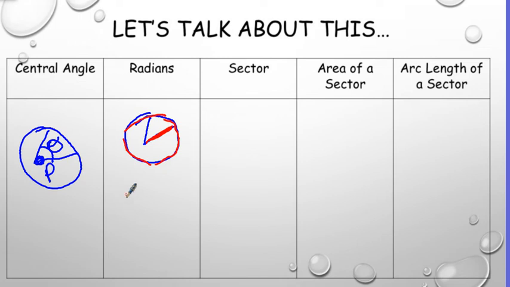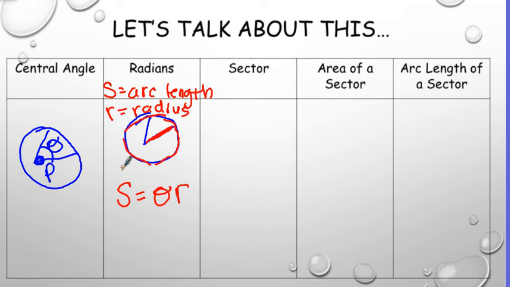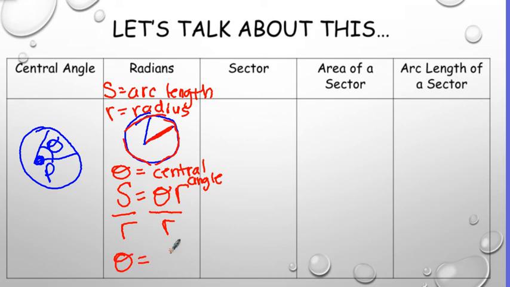So to get that, the arc length S equals the central angle times the radius. S is equal to arc length, R is equal to radius, and theta is your central angle. So if I want to get my central angle in radians, then I divide both sides by the radius, and I get the central angle in radians is the arc length over the radius.